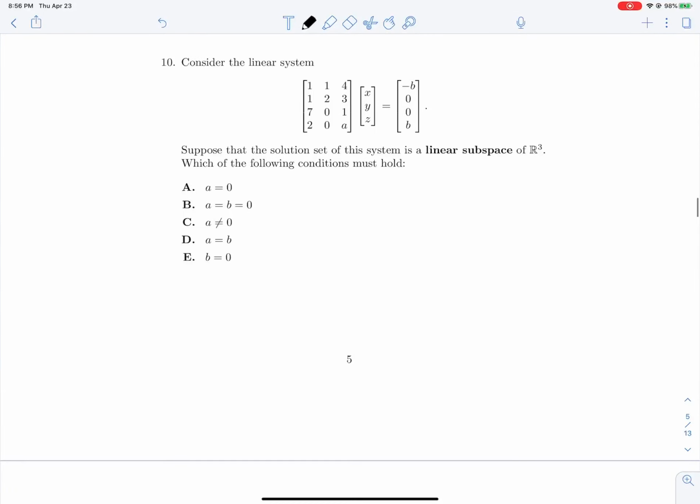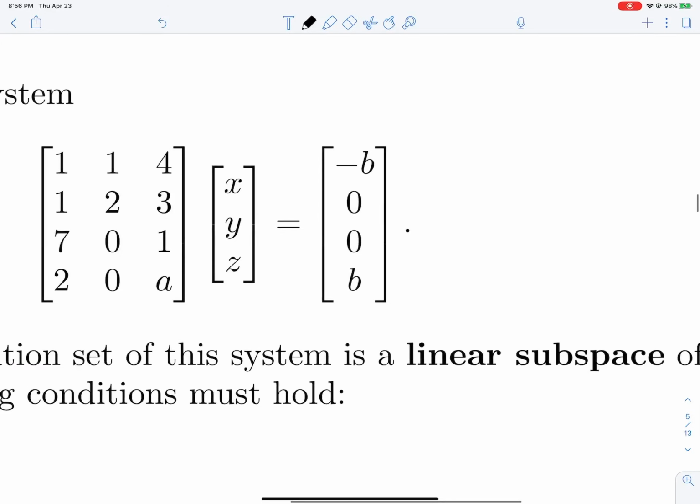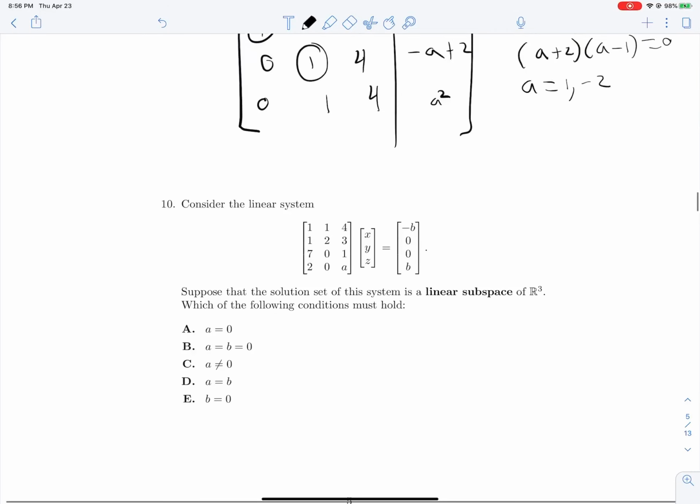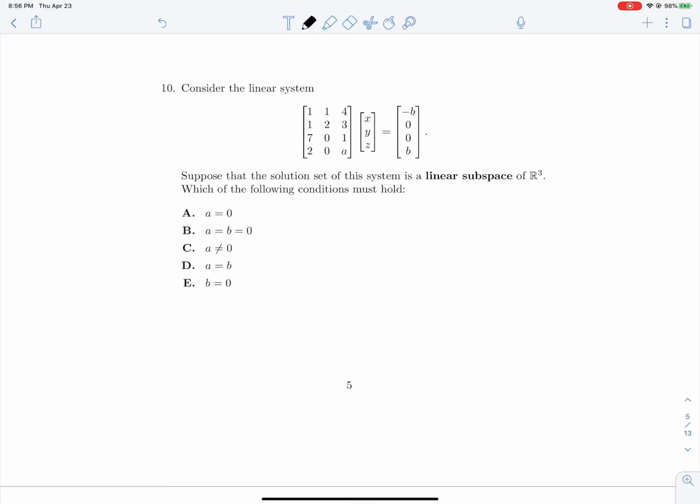10. Let's consider this linear system that someone thought was extremely funny to put in there, but we're very serious. We're very serious here, so that's nothing. Suppose that the solution set of this system is a linear subspace of R3. Which of the following conditions must hold?